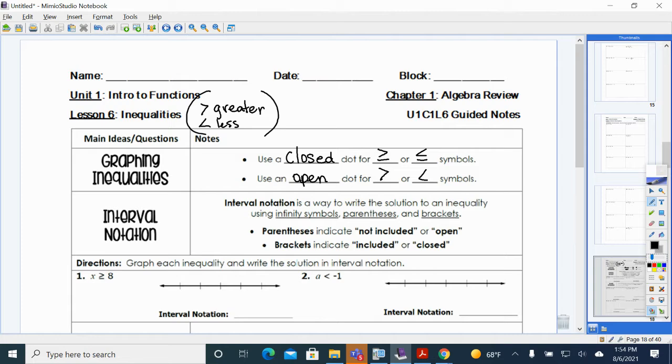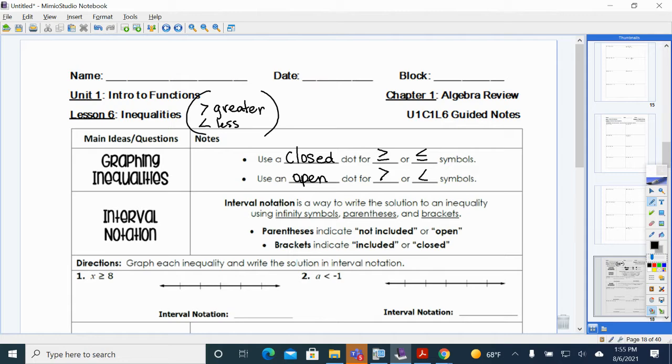In your notes, graphing inequalities, there are two bullets here. It says use a closed dot when you're graphing greater than or equal to or less than or equal to symbols. You're going to use an open dot for greater than or less than. Notice that the difference there is one has a line underneath the symbol versus no line. If there's a line underneath, it's closed. If there's no line, it's open.